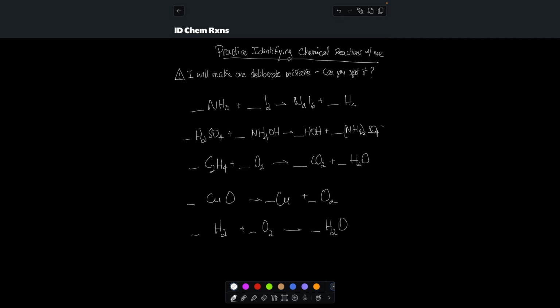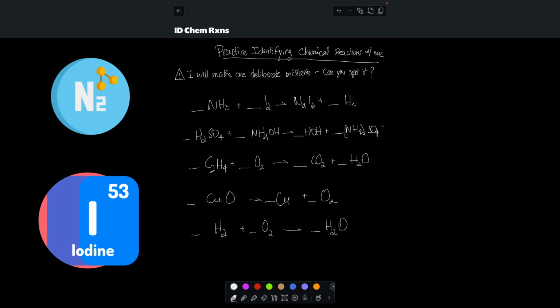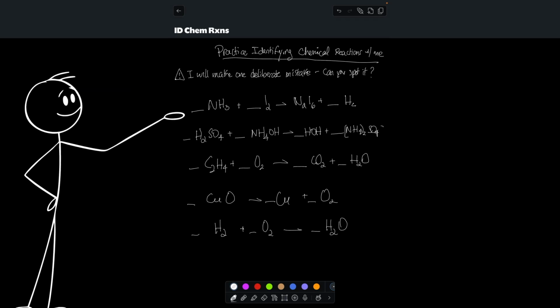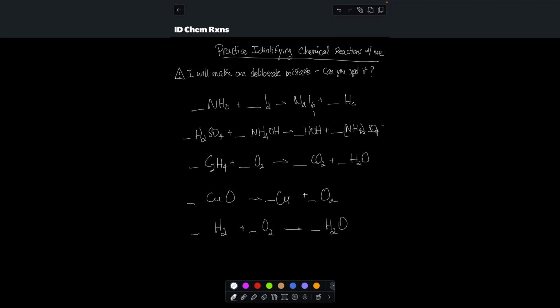N2I6H2. So let's start by identifying the different types of atoms, right? We have nitrogen, iodine, and hydrogen. So we're going to start with the iodine. You can see on the right side that there are 6 of them. So we have 6 iodine, so we have to put a 3 over here to make it 6.